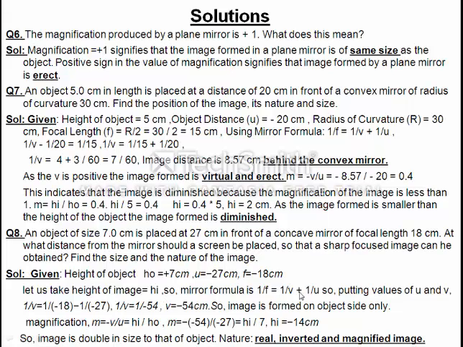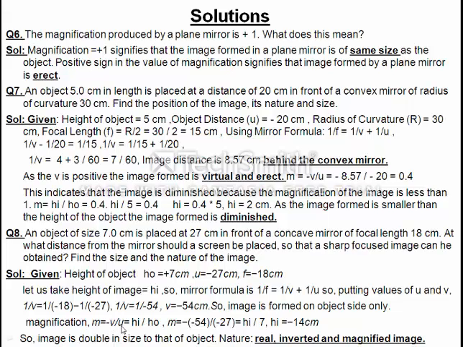Now the height of the object is given. So we know that 1 by F is equal to 1 by V plus 1 by U. So 1 by V will become 1 by F minus 1 by U. So 1 by minus 18 minus 1 by minus 27. When we take LCM, it will be 54. When we solve it, we get V is equal to minus 54. See, if it is plus, the image is behind the mirror. If it is minus, it is on the same side of the mirror, means the image is formed on the object side only.